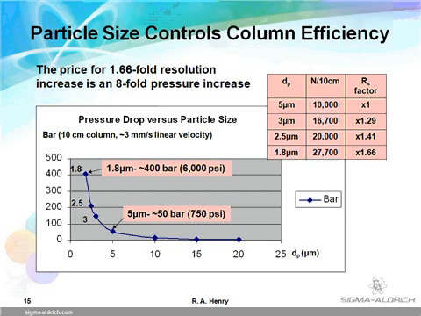Operating at elevated temperatures can reduce flow resistance by reducing mobile phase viscosity. Sample stability is seldom an issue for moderately elevated temperatures up to 100 degrees C because solutes are on the column for such a short time.